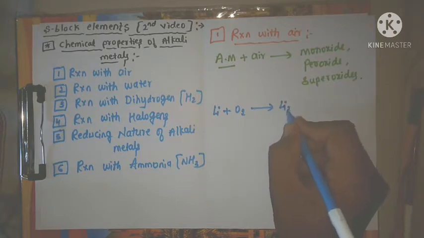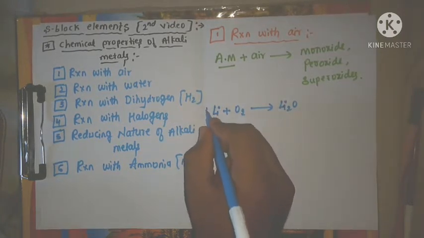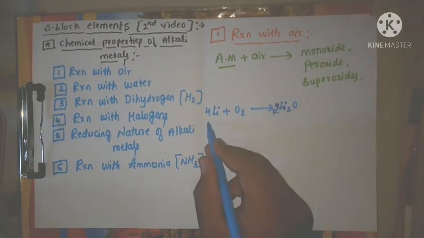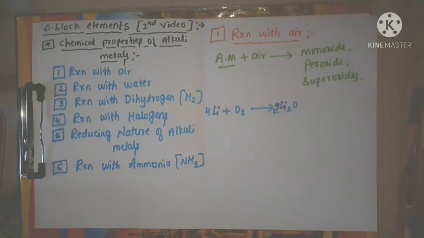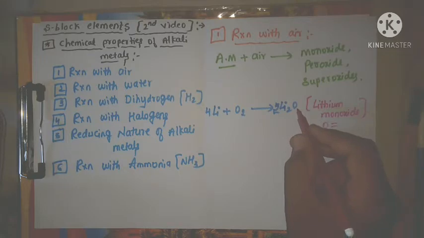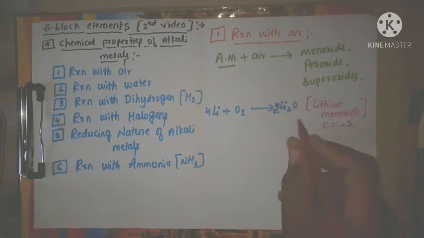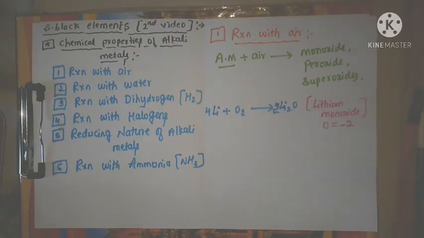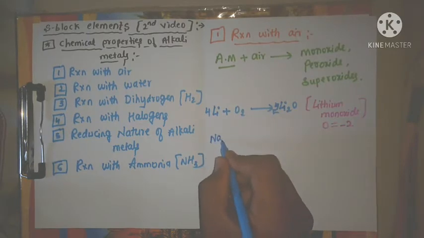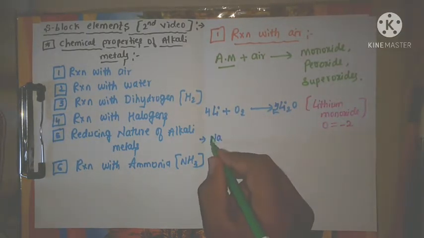Now we will see if the alkali metal, that is lithium, reacts with oxygen, it will form lithium oxide, lithium monoxide. Here for balancing I am taking 4 atoms of lithium and 2 oxygen atoms. This is called lithium monoxide. Monoxide because the oxidation number of oxygen in this compound is -2, therefore it is called lithium monoxide. Now, in case the alkali metal is sodium, I will use another pen here, green pen.